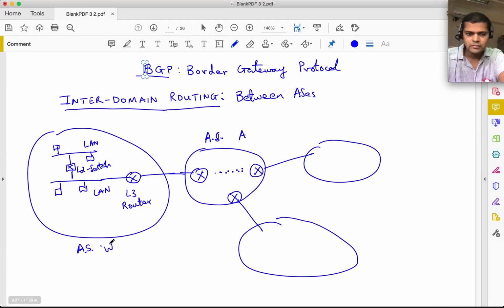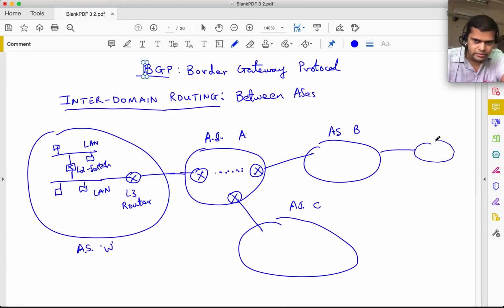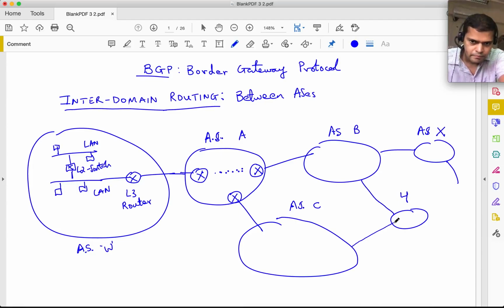So actually in practice you don't give letter names, but you would give a number. So it might look like AS100 or AS200 and so on. So they are given these autonomous system numbers. Let's just call this AS B. Let's say this is autonomous system C. And there are lots of these various autonomous systems. Let's say there is an autonomous system Y here, and let's say there is somebody else here, autonomous system Z.